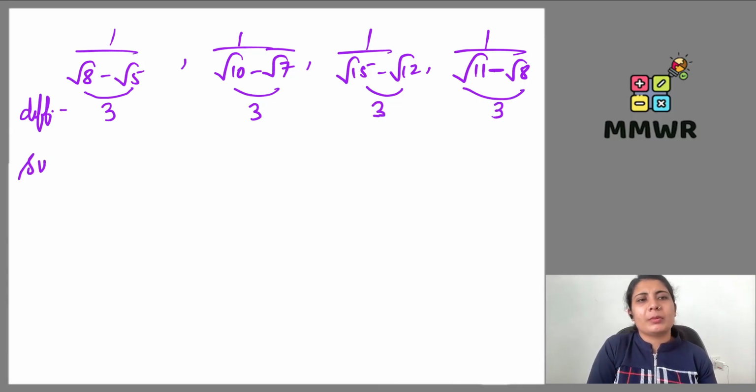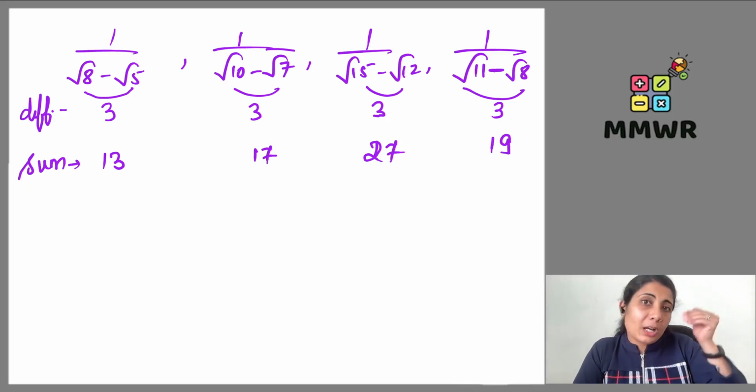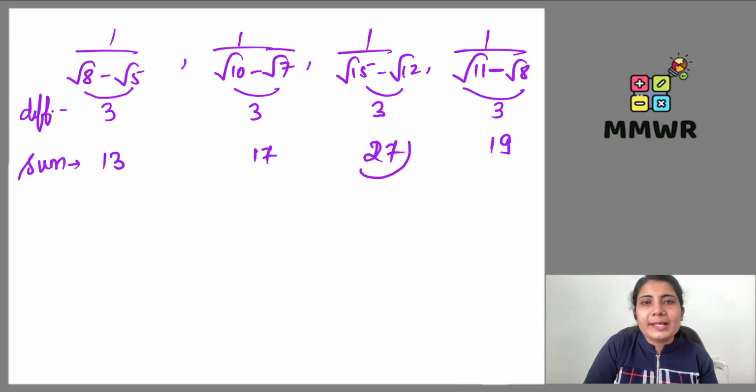So let's find out the sum. Sum is going to be 13, 17, 27 और 19. So जब ये अपॉन में आ रहा है जो 27 सबसे बड़ा सम है वही सबसे बड़ा हो जाएगा. So this will be the big one.